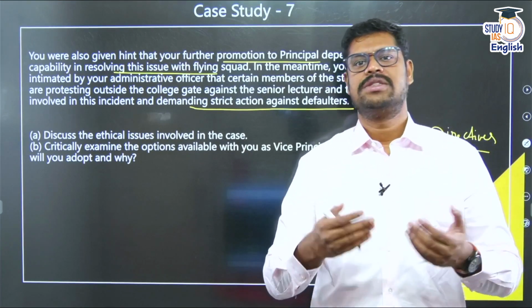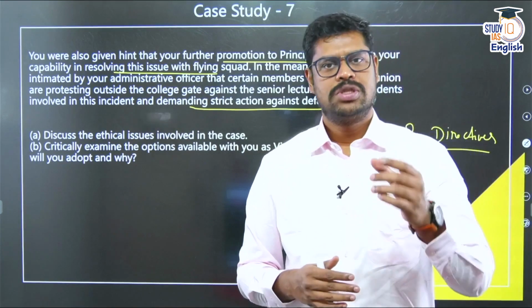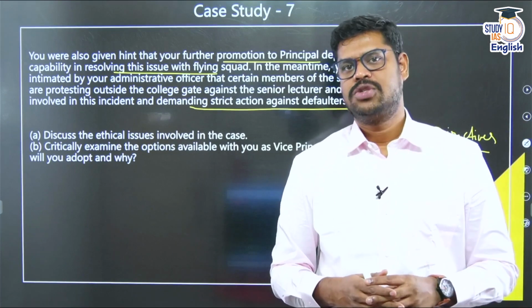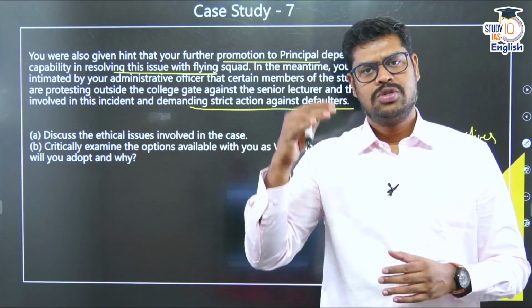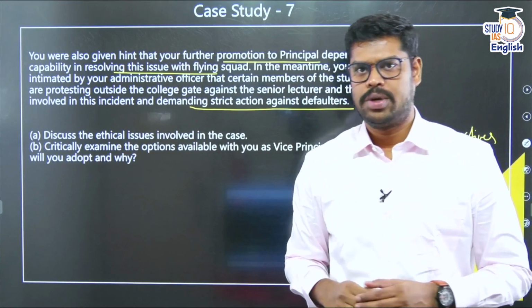That would be the best option. But not necessarily, as a vice principal, will you have to do the right thing. You can do a wrong thing also. You can do something which is probably 50% right and 50% wrong. You could have done better also. So try to give options in a mixed manner, and among them you can choose the best one.